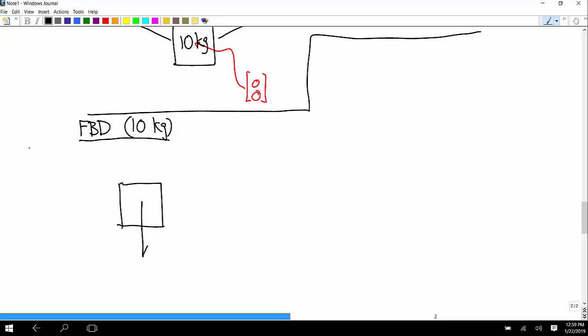Okay, so the weight is 10 kilograms times 9.81, so 98.1 newtons. And then we have a cable force going this way. I'll call that T1. And we have a cable force this way. I'll call that T2. Since those are acting in known directions, those are just scalar variables.